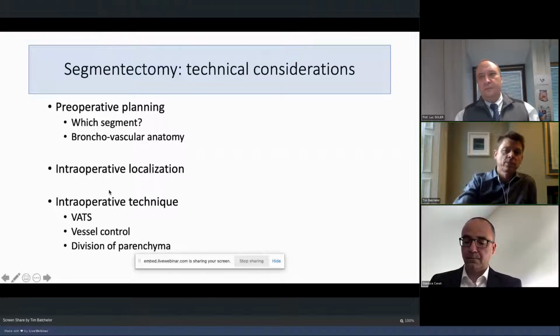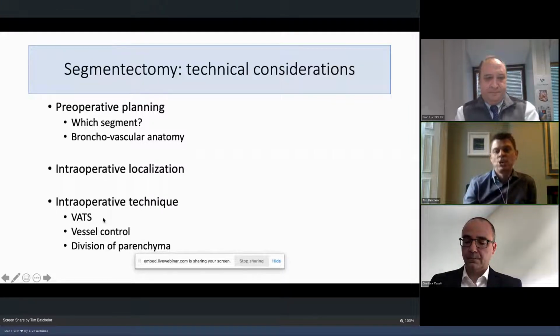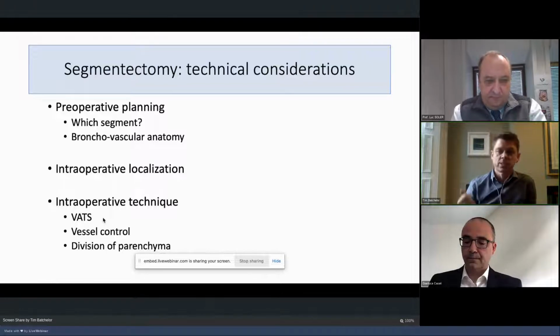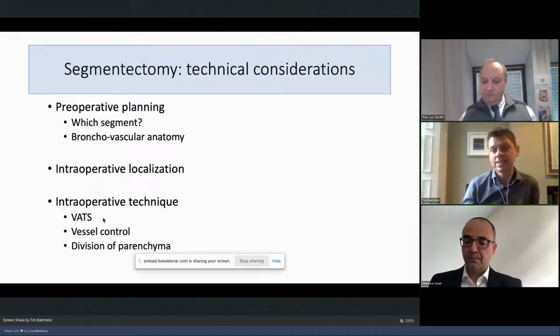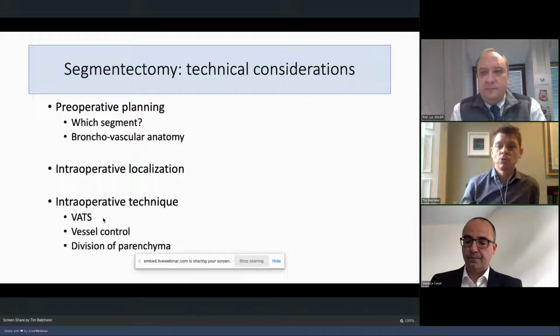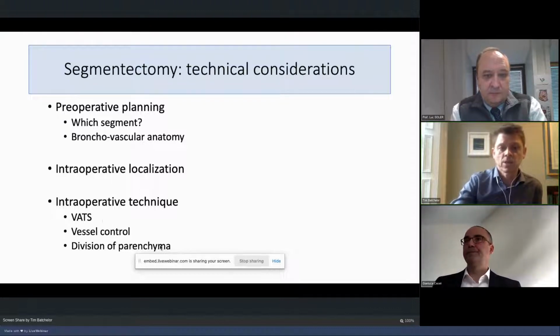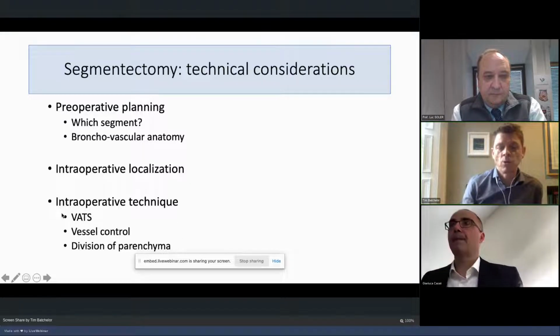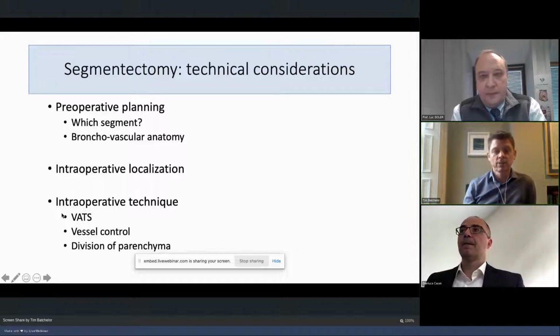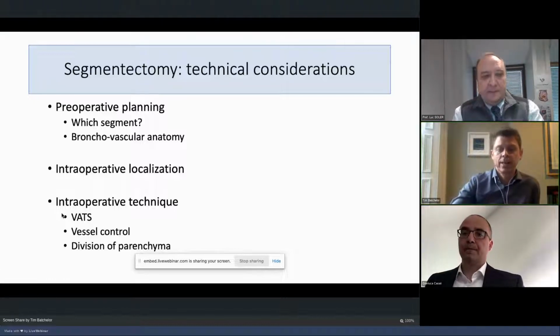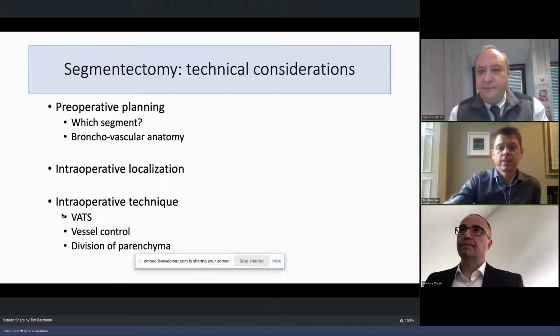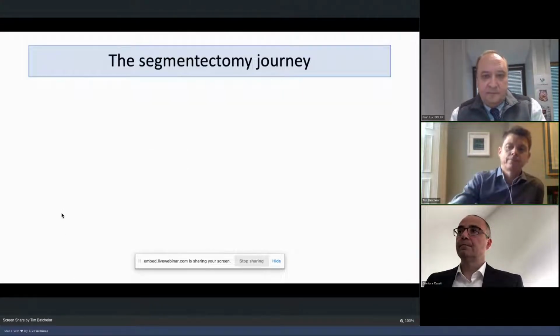And what about intraoperative technique? We're getting more expert at VATS. We should be doing VATS because it's a better approach than open, and if you do an open segmentectomy, that's likely to negate any potential benefits of segmentectomy. What about vessel control? Well, we have energy devices and other things like this now to enable us to do this by VATS, so we don't necessarily need to worry about the size of our staples. And what about division of parenchyma? More and more of us have access to intravenous indocyanine green, and that appears to be the way forward in defining the lung parenchyma.